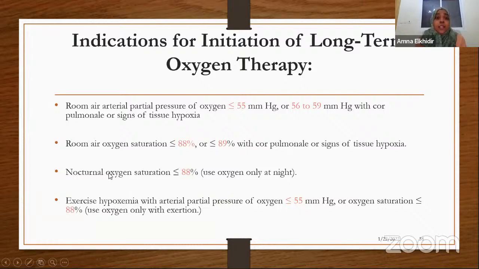The third indication: if the nocturnal oxygen saturation is less than or equal to 88%, we use oxygen only at night. If the patient has exercise hypoxemia, partial pressure of oxygen less than or equal to 55, or oxygen saturation less than or equal to 88, we use oxygen with exertion.